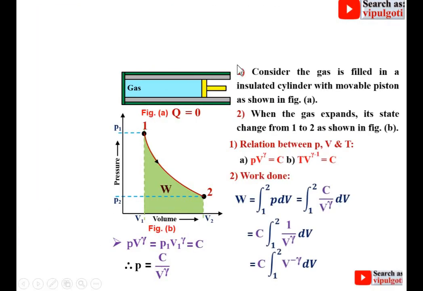This is my earlier page. Now further simplification, so W is equal to C as it is, and integration of V raised to minus gamma with respect to V, that is V raised to minus gamma plus 1 upon minus gamma plus 1, limit 1 to 2 as it is.